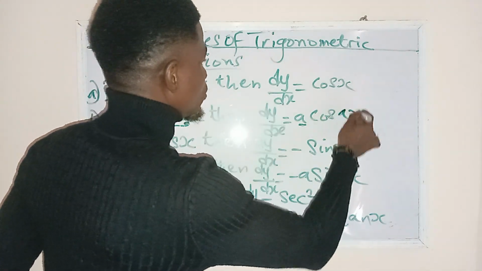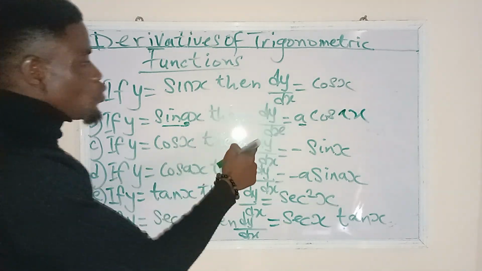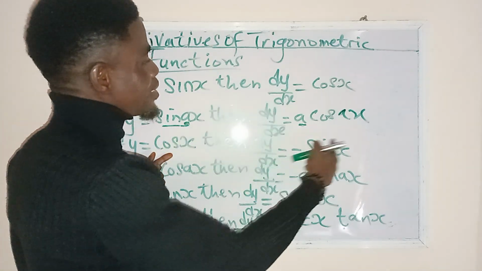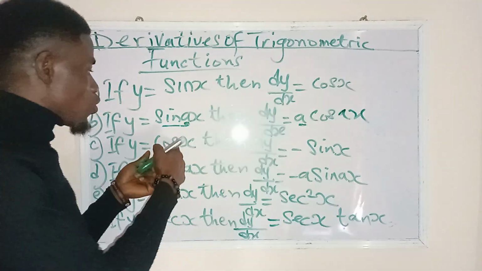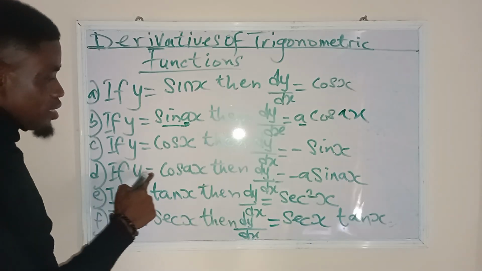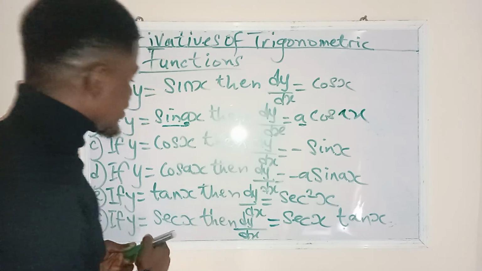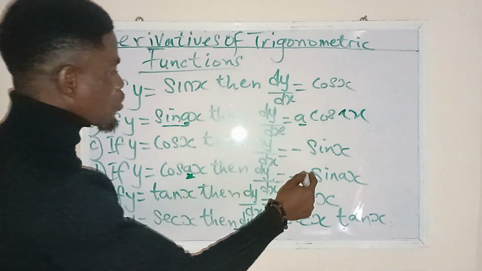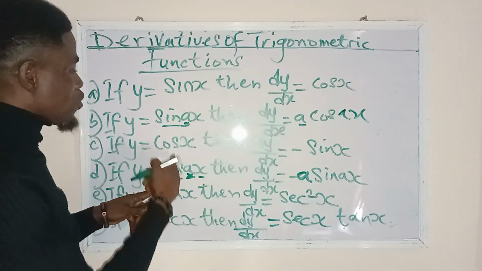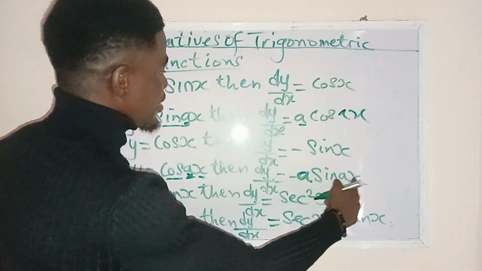Okay, so if y equals cos x, then dy/dx, that is the differentiation of cos x, is minus sine x. Then the next one is if y equals cos ax, then dy/dx. There is a constant here. You first bring out the constant, then you differentiate cos, and the differentiation of cos is minus sine. Therefore, you have minus a sine ax.